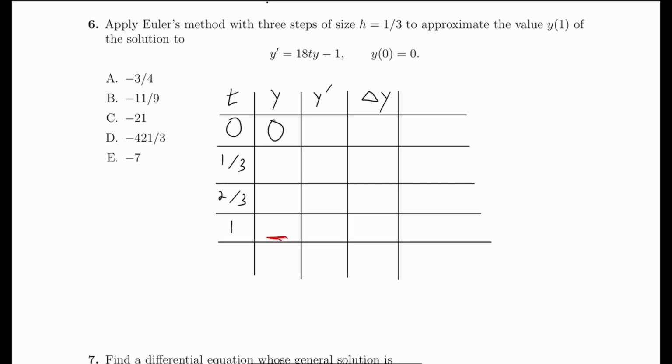Start by finding y prime at this initial point. So again, we are given our equation for y prime, 18ty minus 1. y is equal to 0, t is equal to 0, so y prime is just negative 1. That means that delta y is our change in y over our change in t, so dy/dt, y prime, times our step size, so times 1/3. So this is negative 1/3. This means that our next y value is going to be 0 minus 1/3.